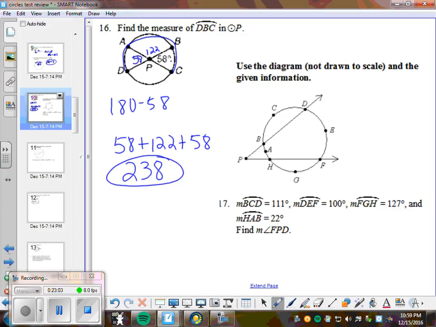Now, BCD equals 111. This is an arc. So I got 111 here. DEF, I'm going to put this in a different color, gives me 100. FGH, this next arc, gives me 127. And then HAB, the little one, is 22. They want us to find FPD, the angle.